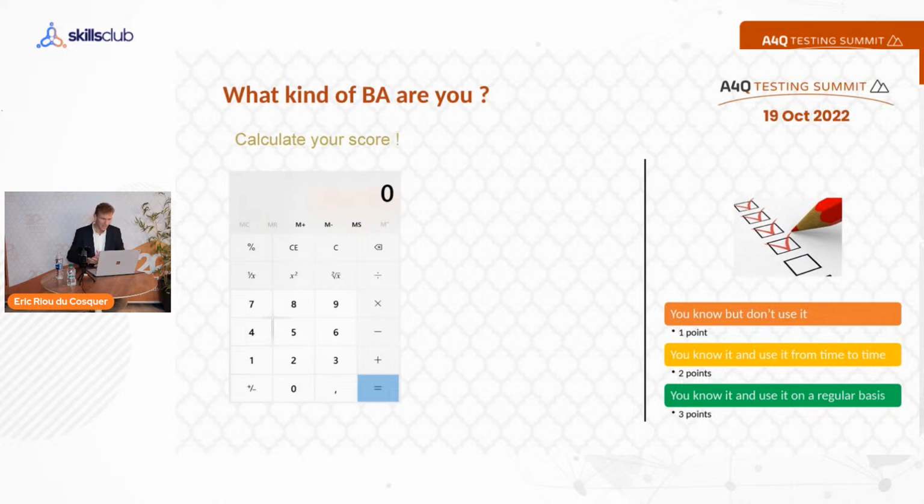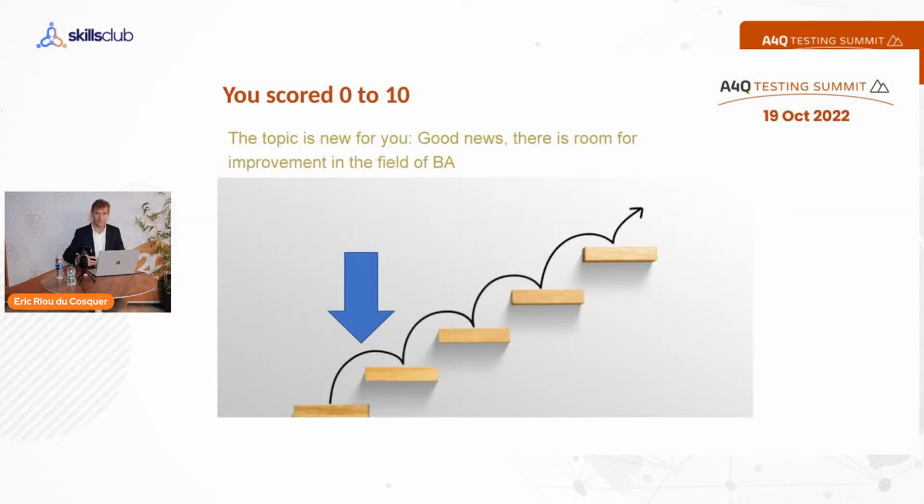So if you scored between 0 and 10, we can conclude that the BA topic is new for you, but it's not an issue. It's good news because there is room for improvement in the field of BA.